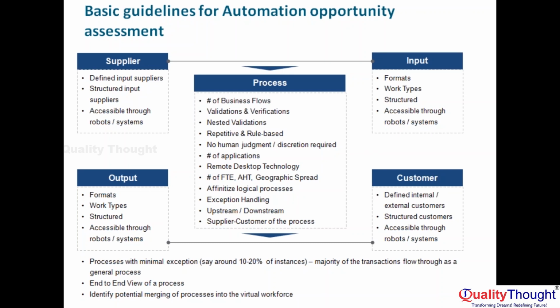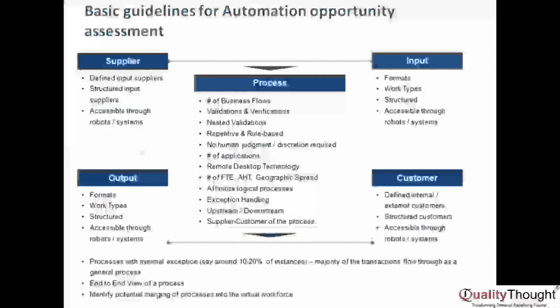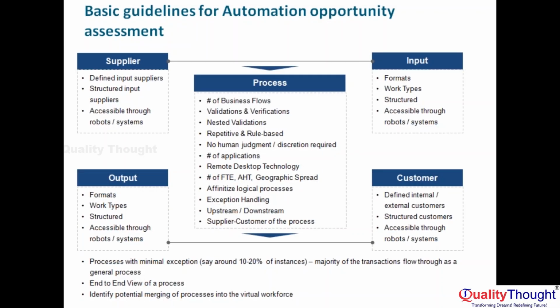Validations and verifications. If your process has more validations, for example, step 1, extract the data. Step 2, validate each column, validate each Excel column. If your process has more validations, then it is complex to automate. If your process has fewer validations, then it is easy to automate.